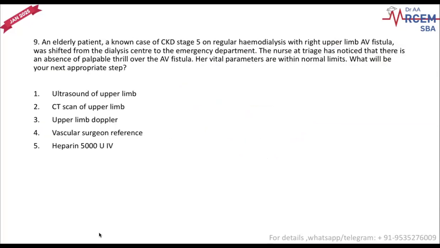An elderly patient, a known case of CKD stage 5 on regular hemodialysis, has a right upper limb AV fistula, that is arteriovenous fistula. Usually they get it done for dialysis. He was shifted from the dialysis center to the emergency department. The nurse at the triage has noticed an absence of palpable thrill over the AV fistula. When an AV fistula is working, it will have a palpable thrill. If it is not working, that's when there will be absence of palpable thrill.